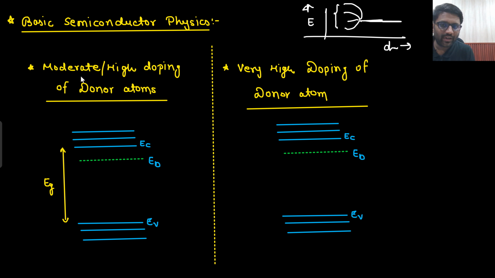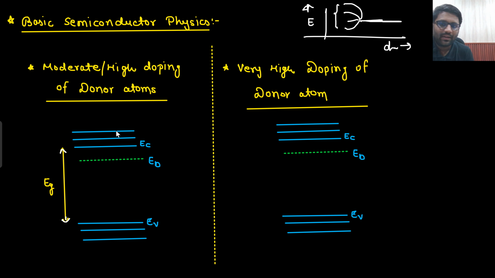Now if I am doing moderate doping or high doping, what will happen? I am doing high doping of donor atoms. If you dope with donor atoms, a donor energy level is created just below the conduction band, right? And what is your energy gap? What is your band gap? This is your band gap.